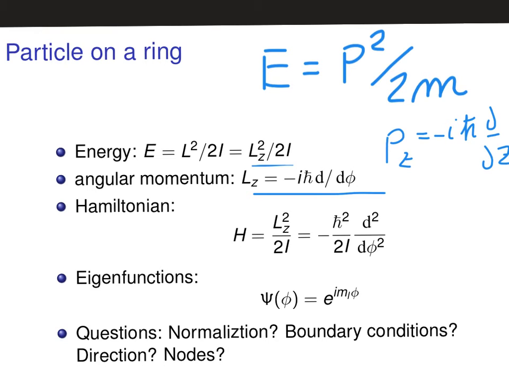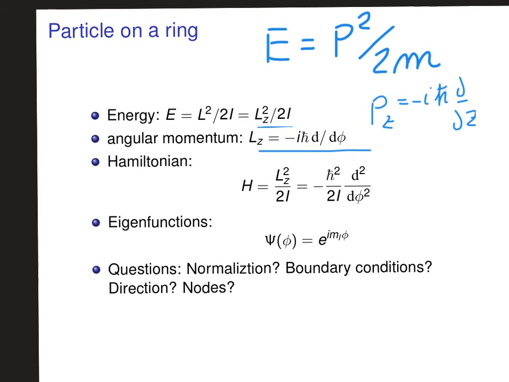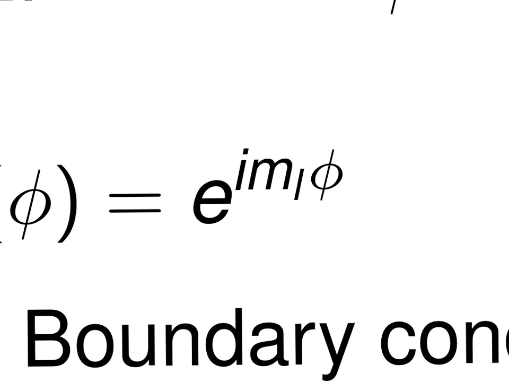But the wave function then looks like this: e to the i ml phi. Okay? So notice that now we have the imaginary constant i, we have a quantum number that can have positive or negative values, so ml will be plus or minus 1, plus or minus 2, plus or minus 3. Okay? And then we have the variable phi.